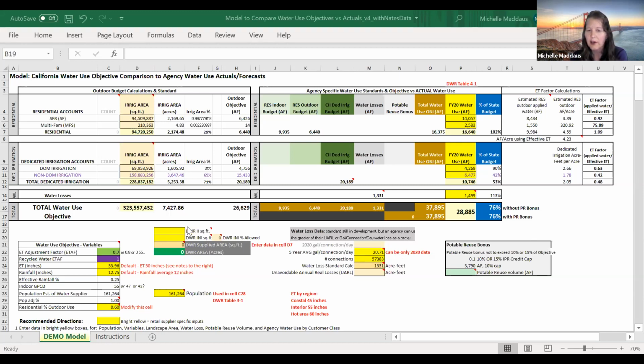This cell over here could come from your DWR letters and emails. If you're not familiar, join breakout group number 1. ETo inches, a default would be around 50 for your area. His happens to be 53.96. I do have a backup table if you're interested, that has information by region and by city and area. We can share that out.